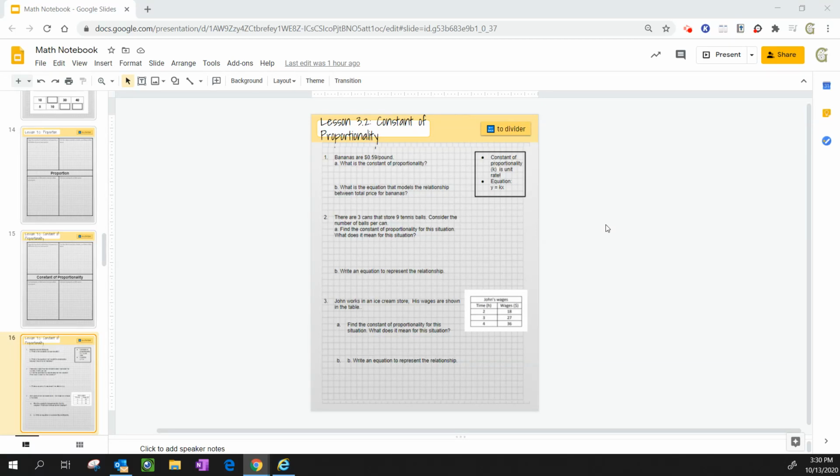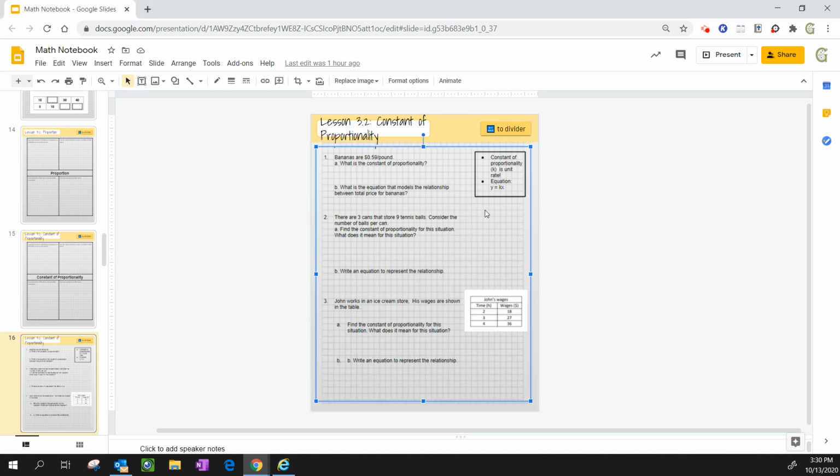All right, so last page we did was just talking about what constant of proportionality is. So it's the idea that it's the unit rate when something is proportional. Today, we're going to go and apply this to a couple different representations.